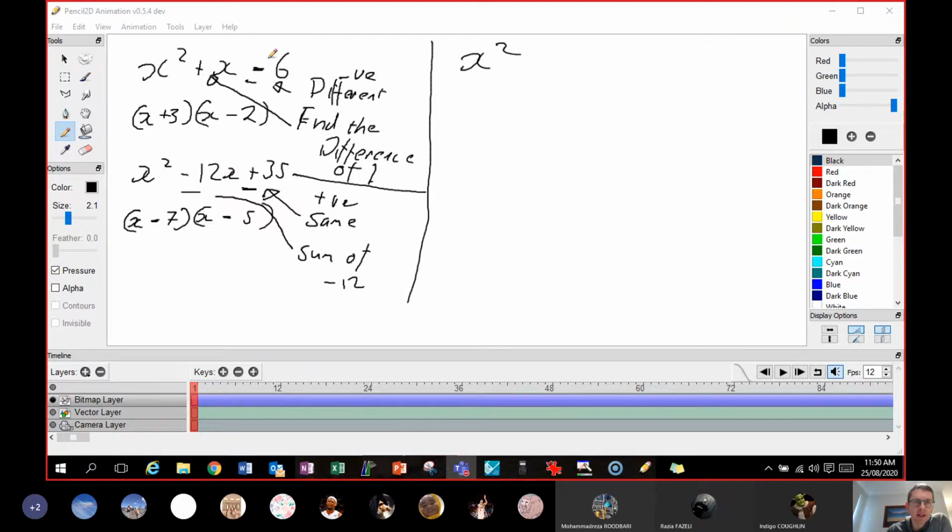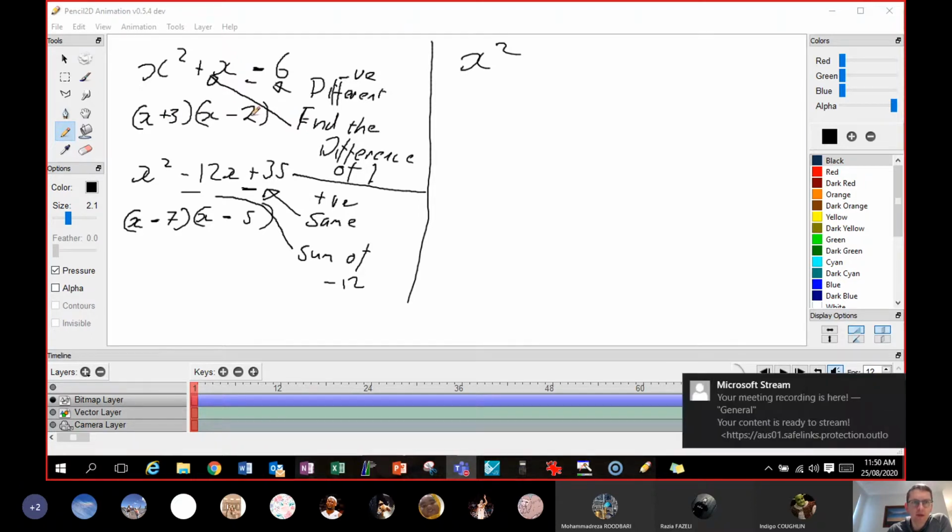Here we're looking for the factors of 6, and the difference of them is 1. So it'd be 3 and 2. Again, you could say it's the sum, because it would be 3 plus negative 2, or 3 minus 2 would give you 1. So you can still talk about the sum, but I like to look at it as difference.